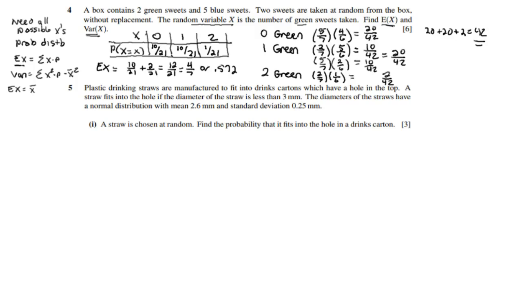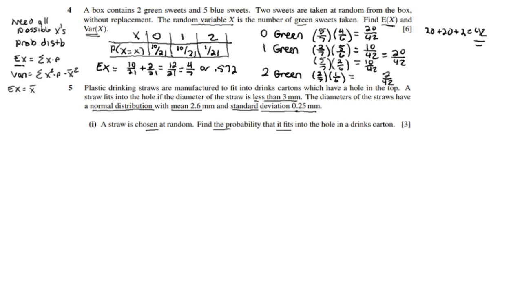Okay, here we are, number 5. Plastic drinking straws are manufactured to fit in the drink cartons, which have a hole in the top. The straw can fit in the hole if the diameter of the straw is less than 3 millimeters. Normal distribution, the mean's 2.6, the standard deviation is 0.25. Okay, if a straw is chosen at random, find the probability it fits in the hole.